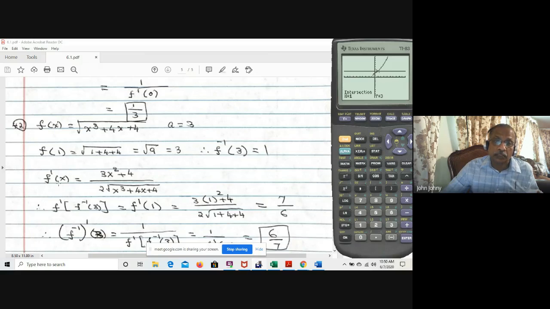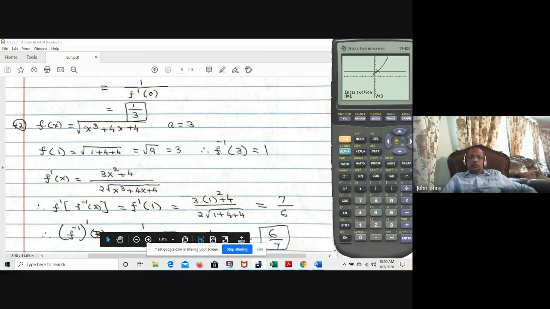Now you differentiate f of x. Derivative of square root function is 1 over 2 times square root of x. You are applying the chain rule here. So 1 over 2 times square root of the whole expression x cubed plus 4x plus 4. And then you multiply that by the derivative of whatever is inside. So x cubed derivative is 3x squared, plus 4x, derivative is 4, and then the other one is a 0. So that is f prime of x.